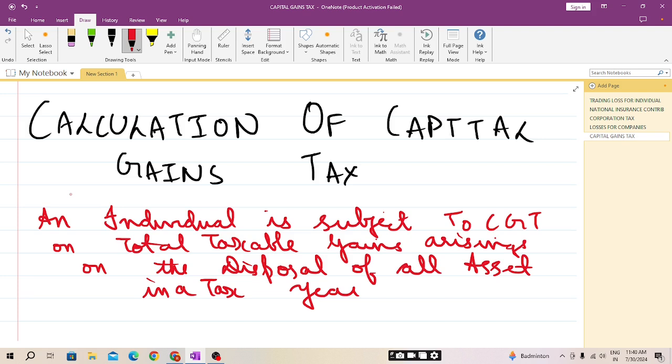First, students, we need to understand the scope. As we have seen, the capital gains tax will arise on disposal of a chargeable asset by a chargeable person. If a chargeable person makes a chargeable disposal of a chargeable asset, then the capital gains tax will be applied. And now we are studying the calculation of capital gains tax. The capital gains tax will be calculated on the total taxable gains. If in a tax year an individual is selling 2 or 3 assets, then we need to calculate the total of the gains, and that total gains will be subject to the capital gains tax.